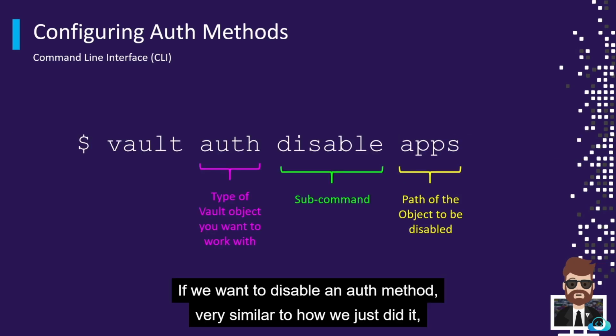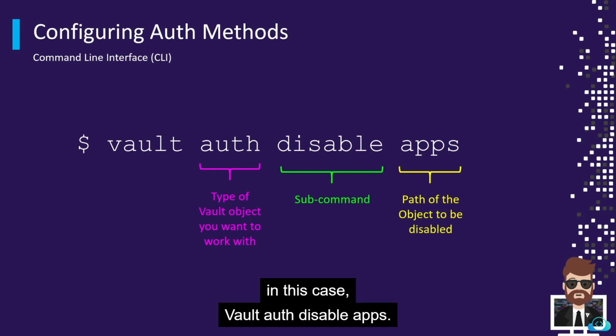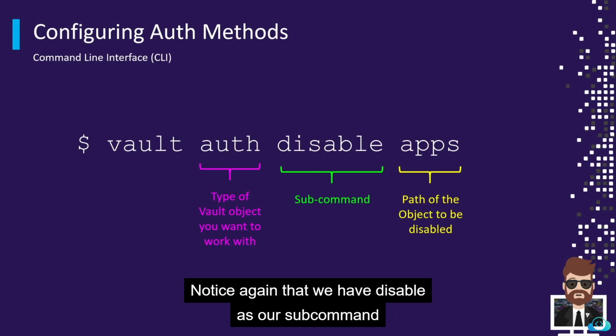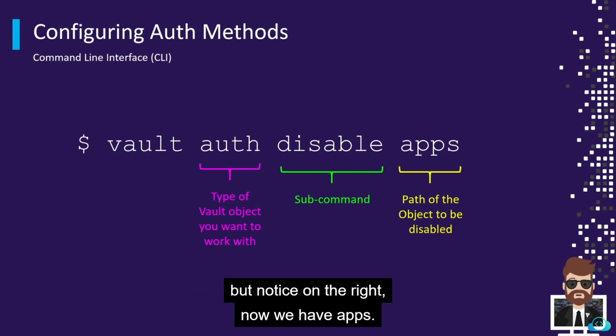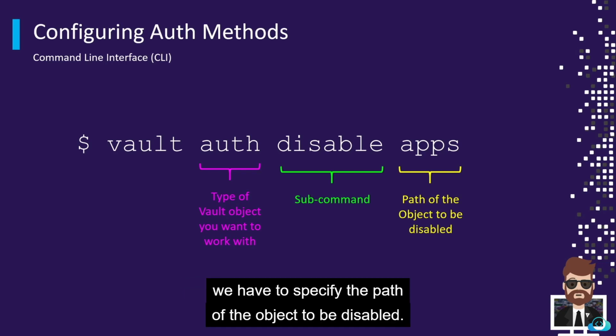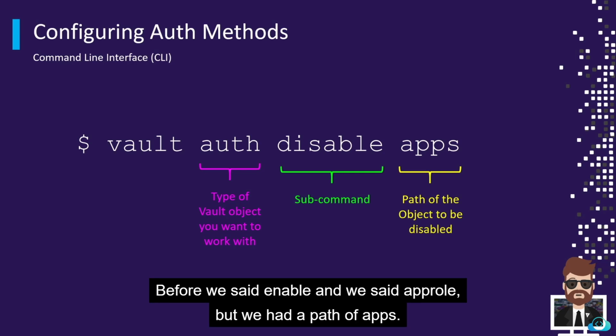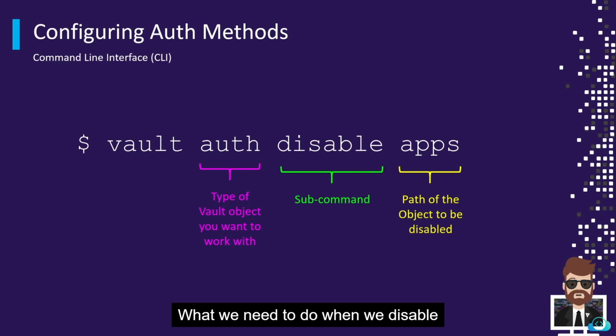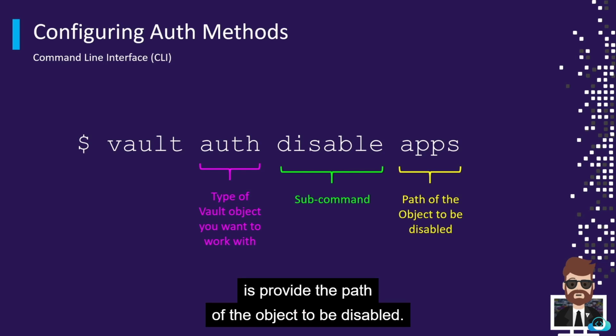All right, so if we want to disable an auth method, very similar to how we just did it, in this case, vault auth disable apps. Notice again that we have disable as our subcommand because that's what we want to do with an auth method. But notice on the right, now we have apps. When we're disabling, you have to specify the path of the object to be disabled. Before we said enable and we said app role, but we had a path of apps. What we need to do when we disable is provide the path of the object to be disabled.